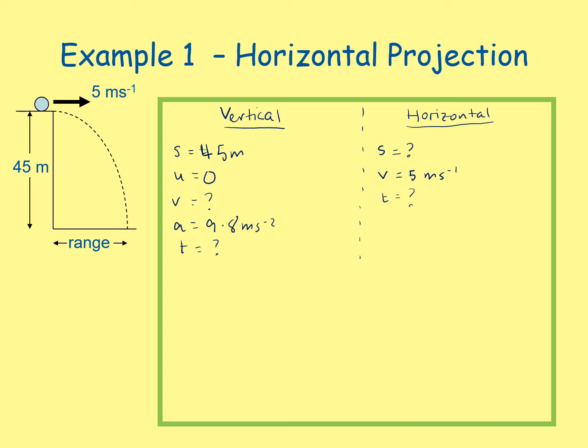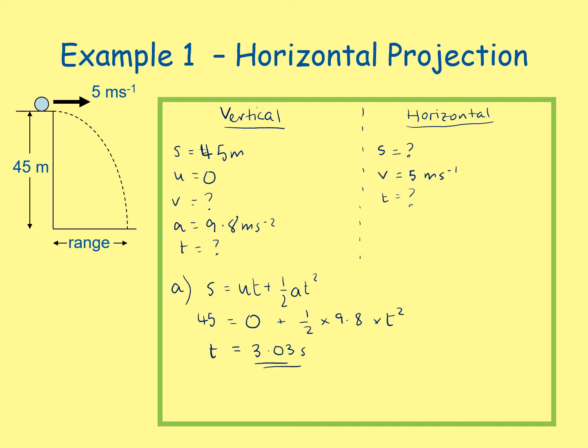The first question was asking us to work out the time it took for the ball to hit the ground. So we can use our vertical components to do this. The best equation to use would be s equals ut plus a half at squared, given that doesn't involve v, as we don't know v. So let's fill in our values: 45 equals 0 plus a half times 9.8 times t squared. Rearranging this, we get t equals 3.03 seconds.